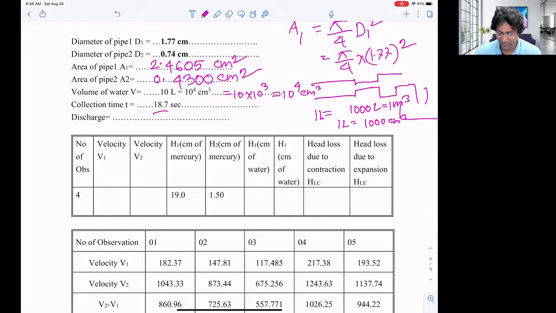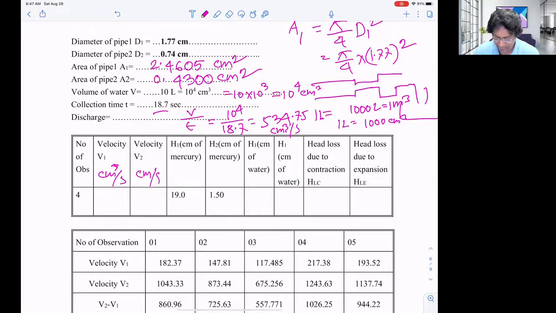We know the volume V and we know the time T. So what will be the flow rate, right? It is 10 to the power 4 divided by 18.7. It will give you 534.76 centimeter cube divided by second, right? So now we have to calculate the velocity. It will be centimeter per second.